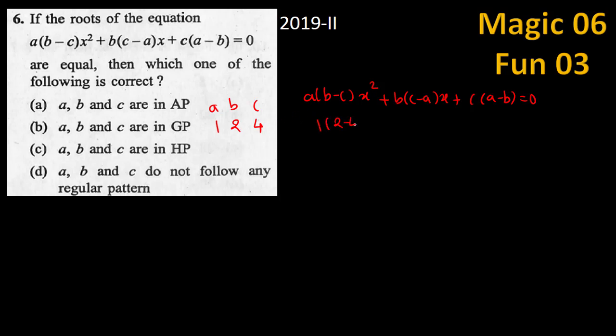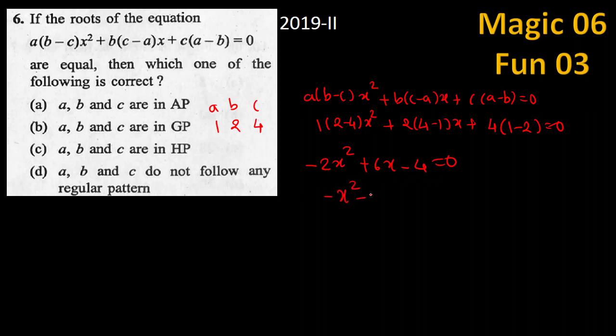It is 2 minus 4 x square plus 2, 4 minus 1 x plus C is 4 into 1 minus 2, which is equal to 0. Okay, so how much is this? It is minus 2x square. How much is this? 6x. And how much is this? Minus 4 equals to 0. Okay, if you divide by 2, what you will get? Minus x square plus 3x minus 2, which is equal to 0. Are the roots the same? No. What will be the roots? x square minus 3x plus 2 equals to 0.